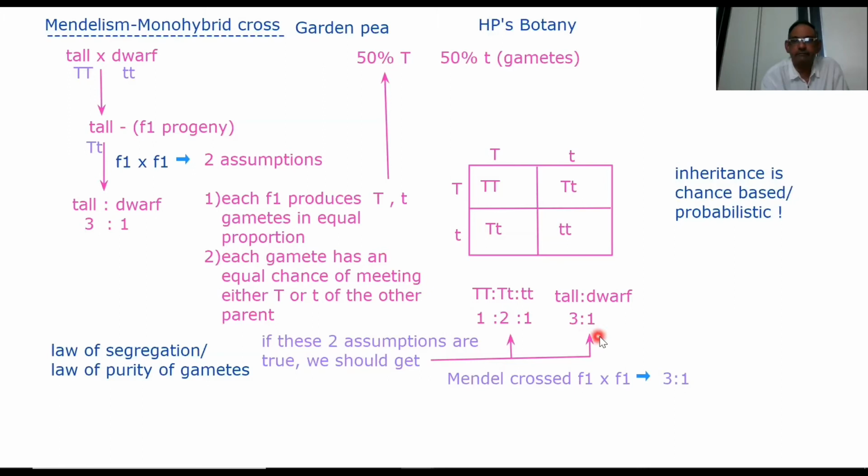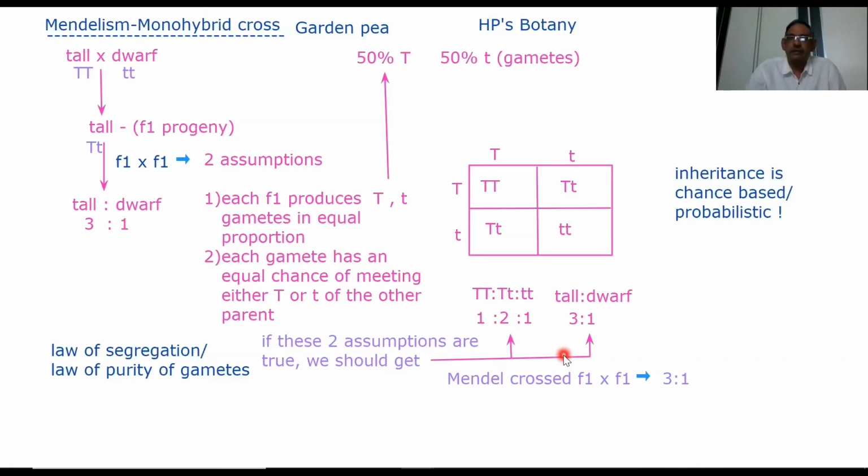Monohybrid Mendelian phenotypic ratio is 3:1. Monohybrid Mendelian genotypic ratio is 1:2:1. If these two assumptions are correct, then we should get a phenotypic ratio of 3:1 or a genotypic ratio of 1:2:1. Remember, only if these two assumptions are true. In other words, if these assumptions are not correct, we would not get these ratios. That is the mathematical logic employed by Gregor John Mendel.